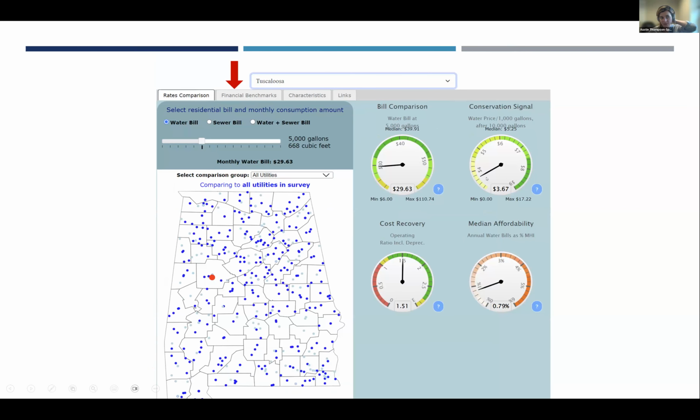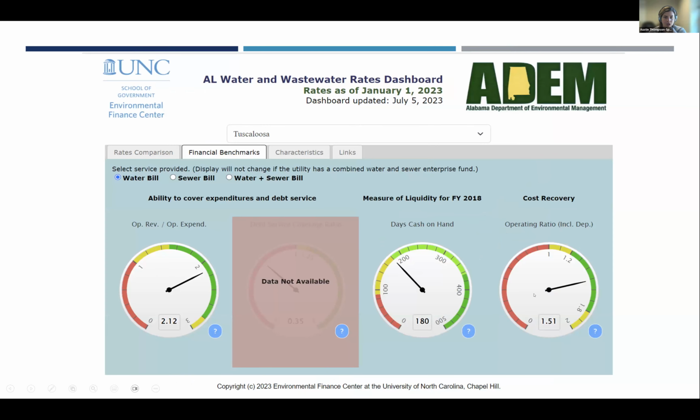All right, so next we're going to move to a new tab. So we're going to leave this rates comparison tab and we're going to move into the financial benchmarks tab. So again, we can select a different utility if we wanted to. We're going to stick with who we were looking at before. And this is where we can see the financial data that's been pulled in for the purposes of the dashboard. So this is what it looks like whenever you click on financial benchmarks.